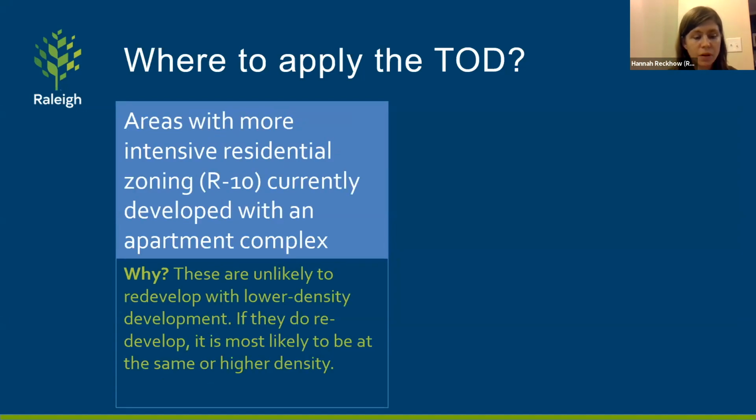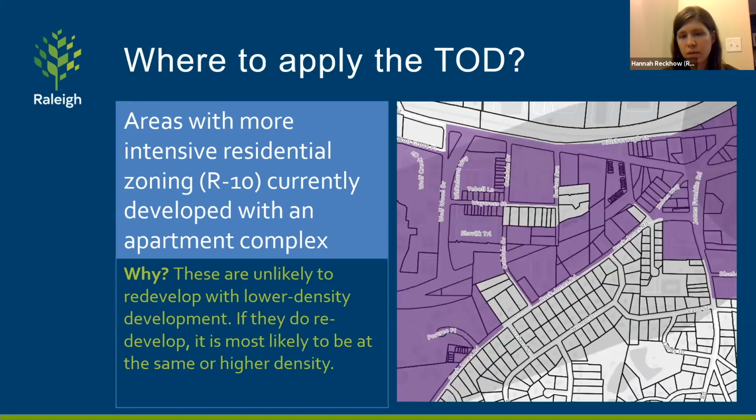And then another criteria is a property that has more intensive residential zoning. So that's an R10 district and is currently developed with an apartment complex. So again, we're taking a longer term view here. These types of properties are unlikely to redevelop at a lower density than they currently have. And so we're more likely to have a type of mixed use or transit supportive development. An example is along Western Boulevard near Buck Jones Road. This collection of properties is an example within the quarter-mile buffer. It has R10 zoning and either has an apartment complex on it or is in common ownership with that apartment complex.